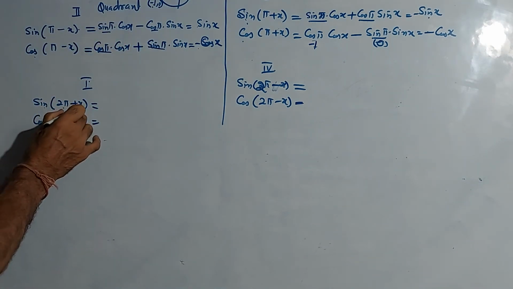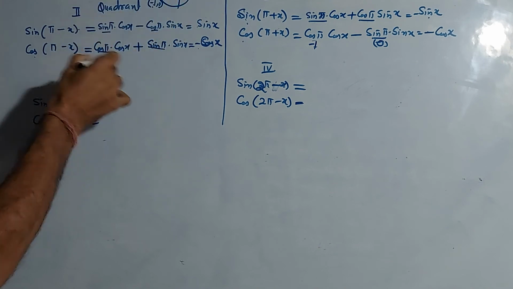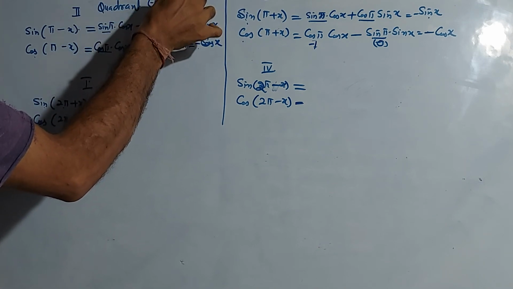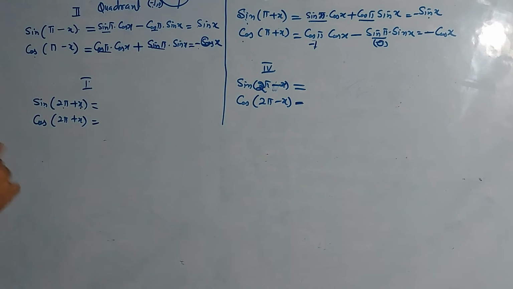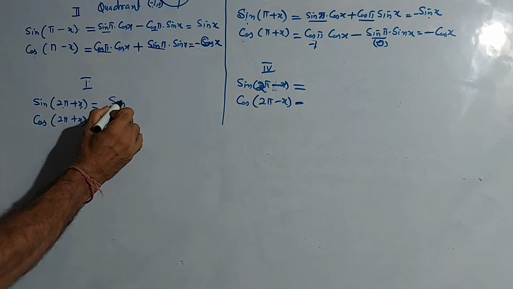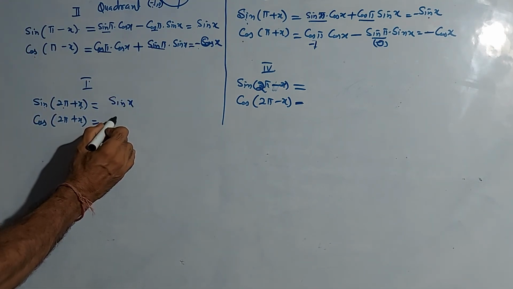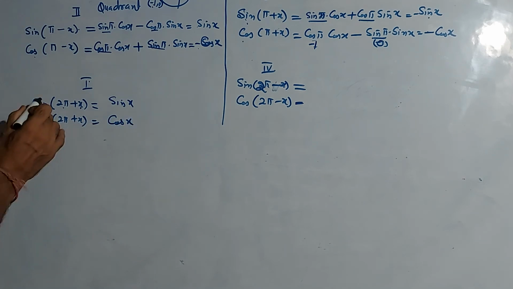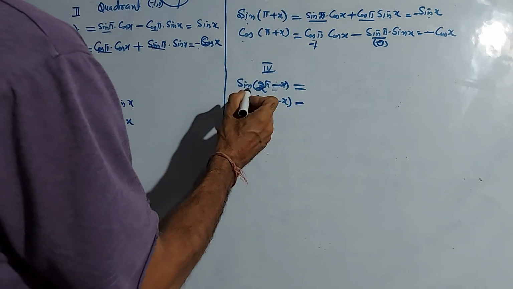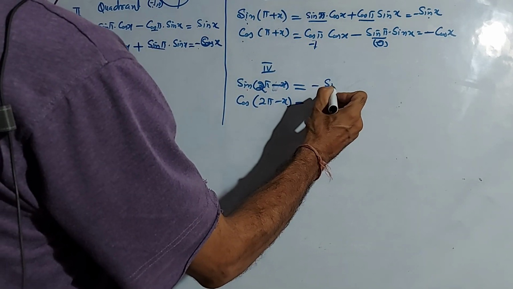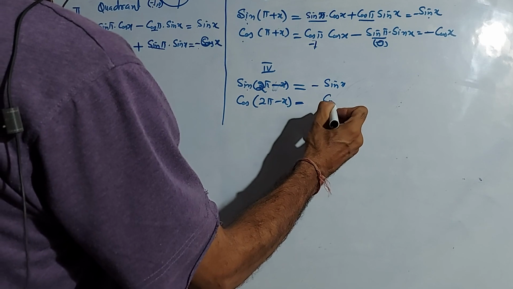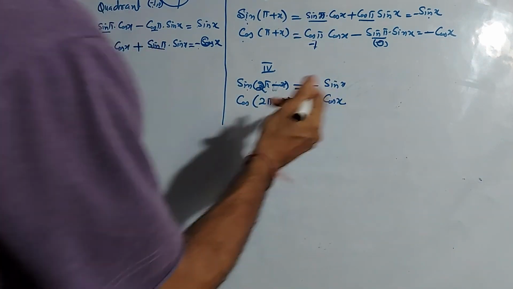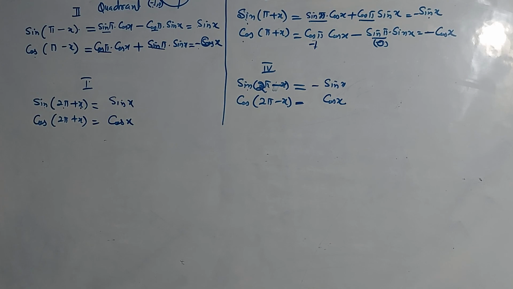Sine of 2 pi plus x, this is the first quadrant, 2 pi after a complete revolution. 2 pi plus x means first quadrant, and the value will be the same, sine x, and this will be cos x. Similarly, tan of 2 pi plus x will be tan x. Cot of 2 pi plus x will be cot x. And so on. Here in the fourth quadrant, this will be negative, minus sine x, and this will be cos x. So these are the other results.